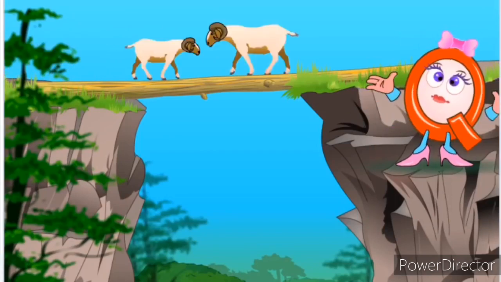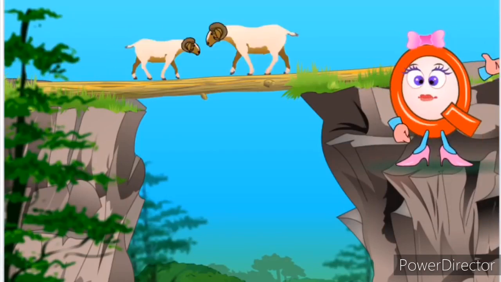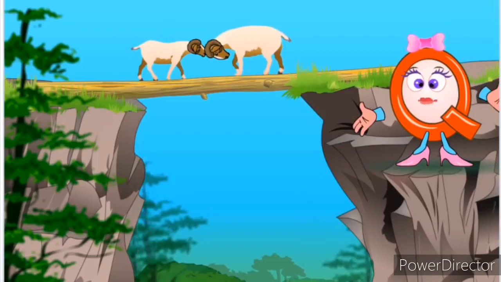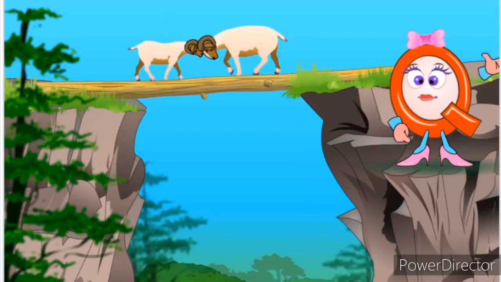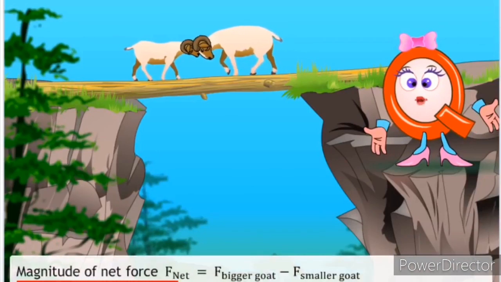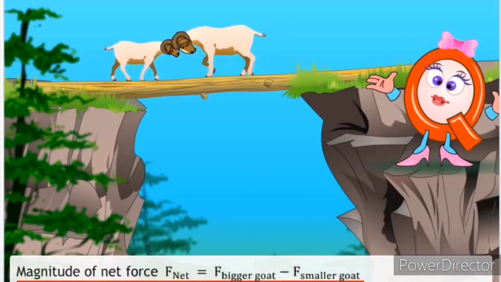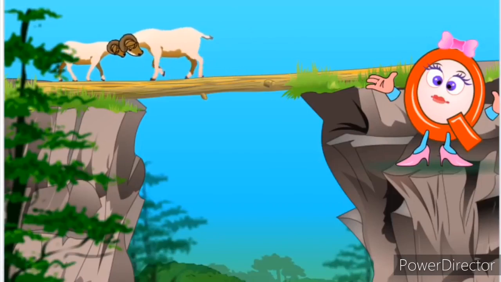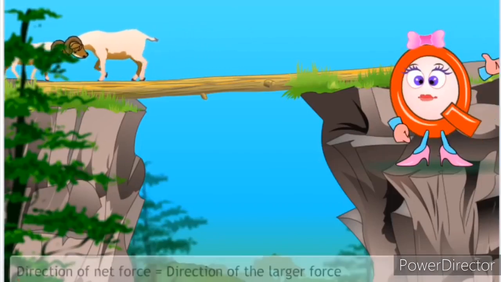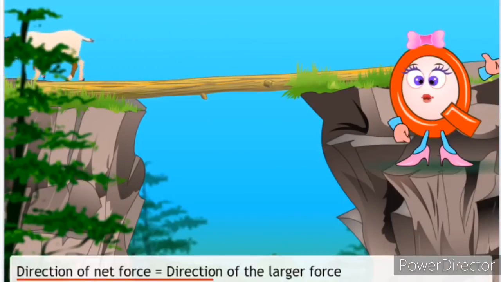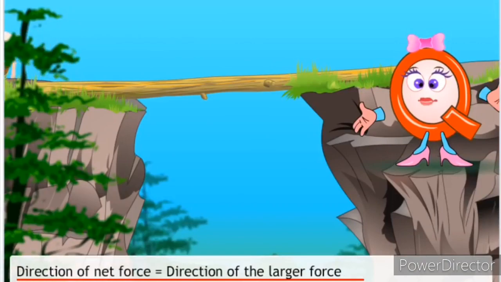Here, the net force was 0 initially, as both the goats were pushing in opposite directions with equal force. When the bigger goat increased the force applied, it succeeded in moving ahead. The net force in this case acted in the direction of the individual force that was of higher magnitude.